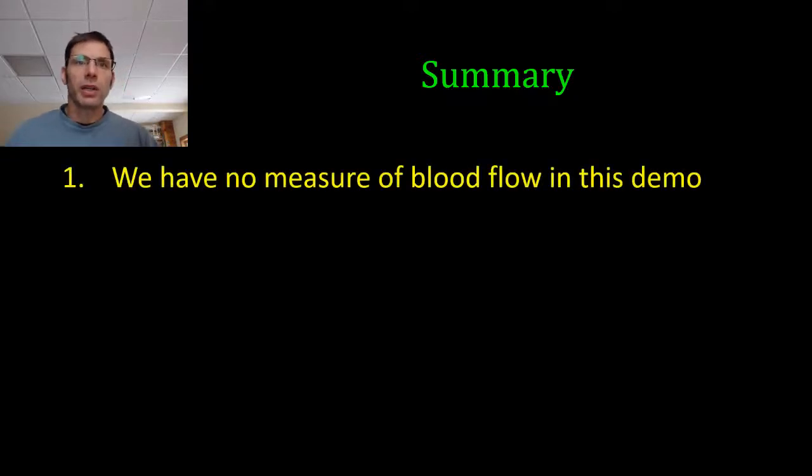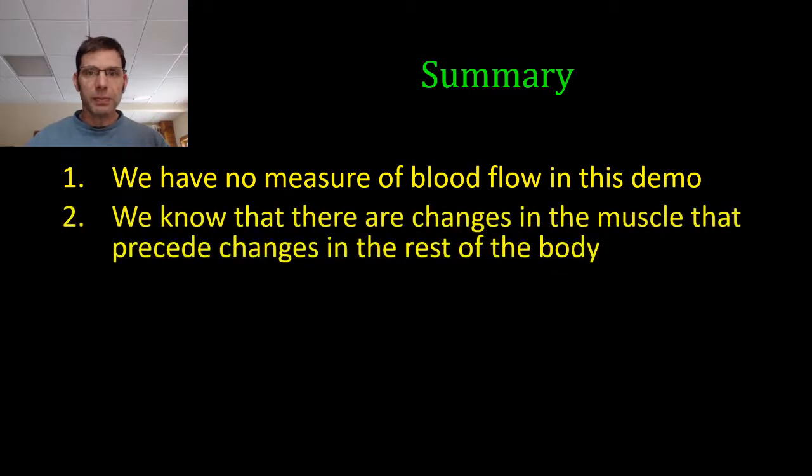Okay, so we can summarize what we know from this demonstration, starting with the fact that we have no measurement of blood flow, either to muscles or the kidney and digestive system. And that's what matters. If we want to maintain the composition of the interstitial fluid and match blood flow to metabolic activity, then we need to know the blood flow. But we do have some hints about what's going on, and we'll be able to fill in some gaps.